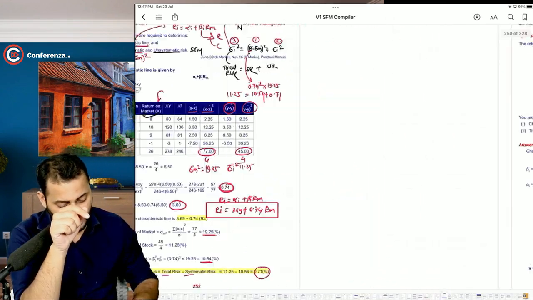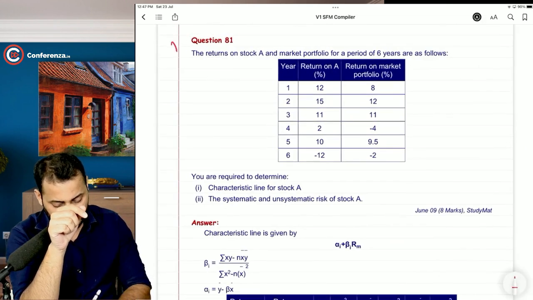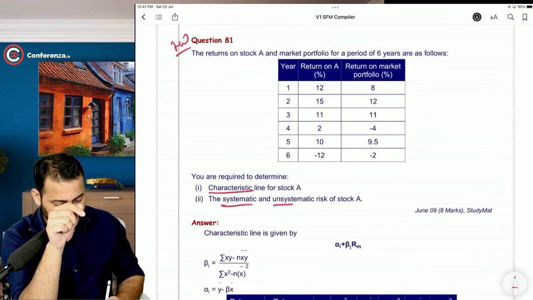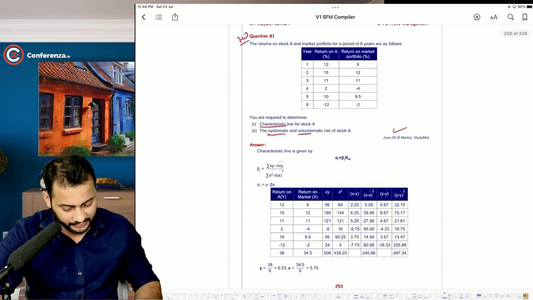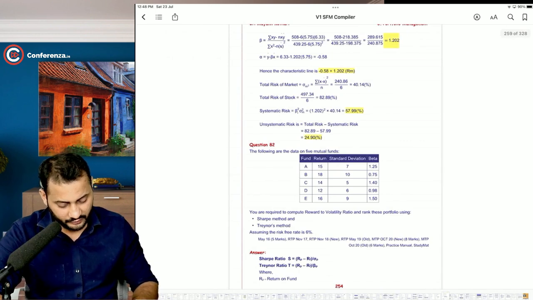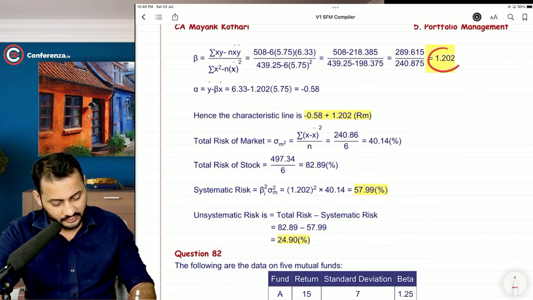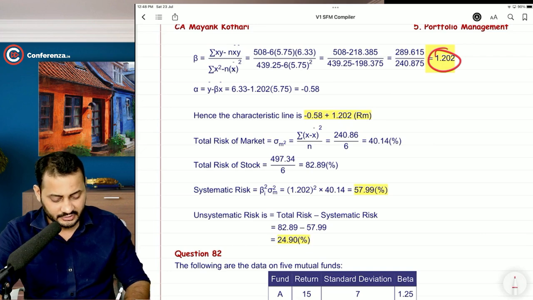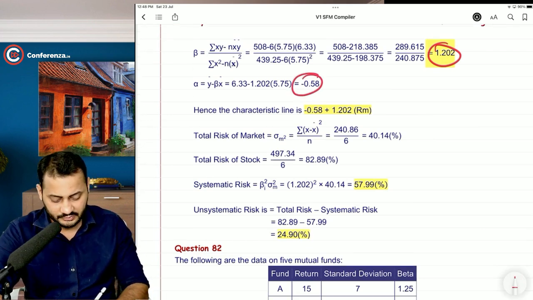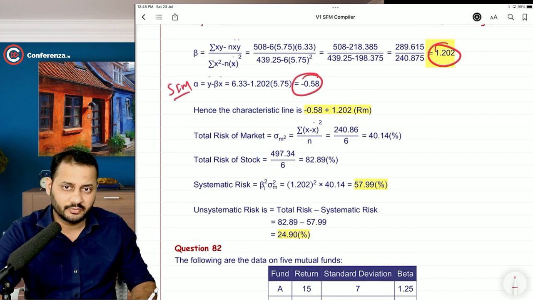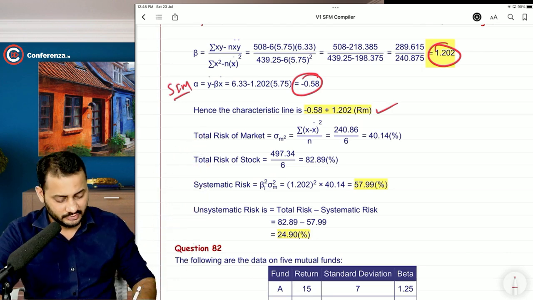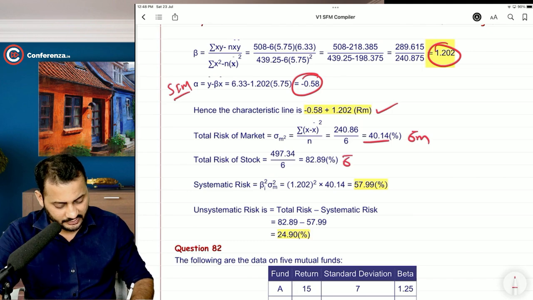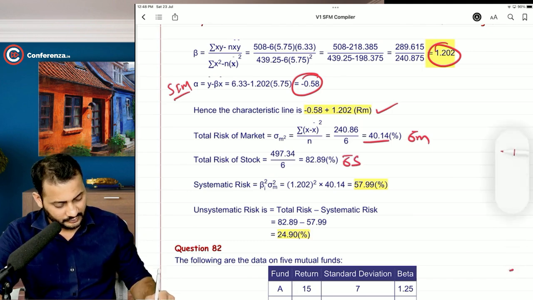Practice makes a man perfect. Question number 81 is your homework now. It is a similar characteristics line and systematic and unsystematic risk question, asked in June 2009 for 8 marks. Years back. We have to solve this in the same manner. First we will calculate the beta using regression analysis. Then we will calculate the alpha using the single index model or Sharpe's index model. Then we are going to find out the equation of the line that we wanted. After that, the total risk of the stock and the market. This is standard deviation of M, this is standard deviation of the stock, and that too in variance.